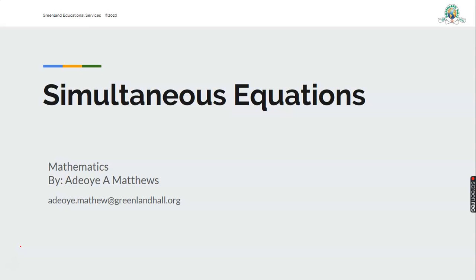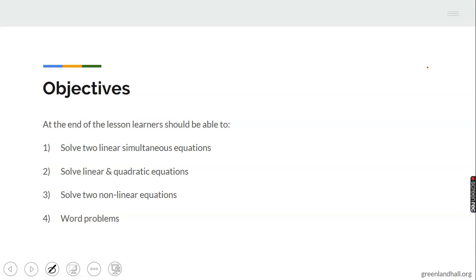The topic for today is simultaneous equations. And these are the objectives that you're expected to know. Solve two linear simultaneous equations, solve linear and quadratic equations, solve two nonlinear equations as well as word problems.